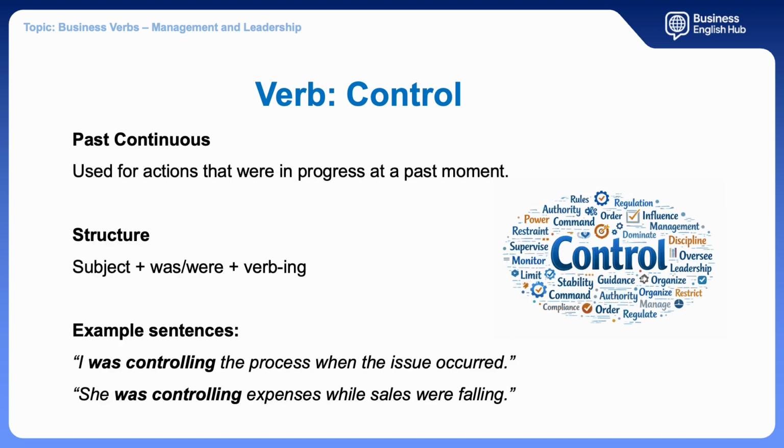The past continuous of the verb control is used for actions that were in progress at a past moment. The structure for this is subject plus was or were plus verb with ing. Example sentences include: I was controlling the process when the issue occurred. She was controlling expenses while sales were falling.